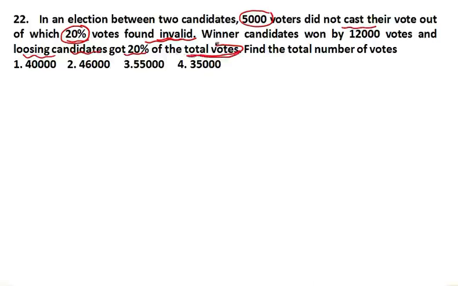Okay, good. And the winner got this number. Winner won by, and "won by" means this is exactly the difference between winner and loser. Okay. I hope I have made the question very clear. Now tell me how to solve.